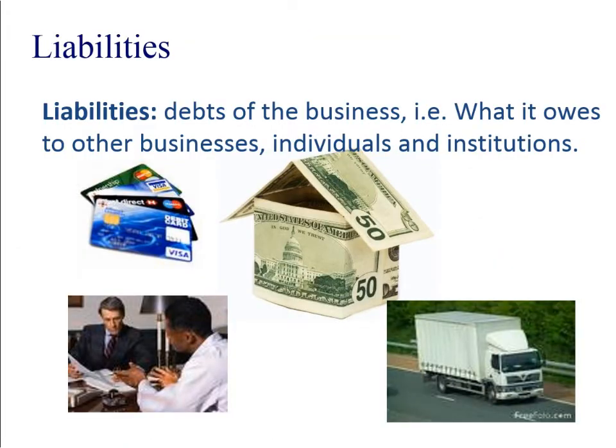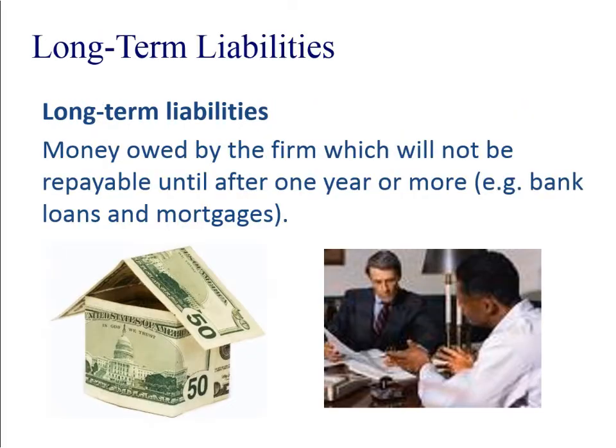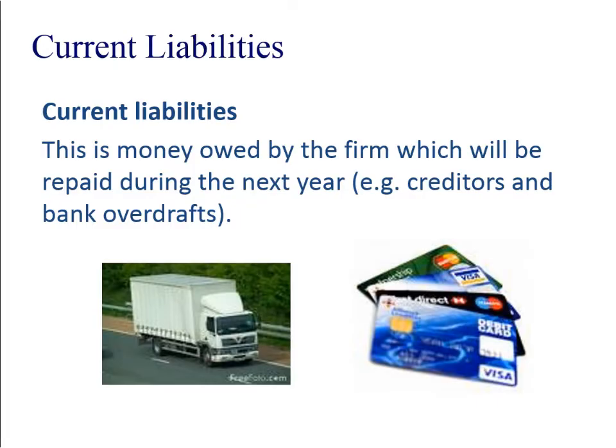However, on the other side of things, liabilities is money that the business owes to others. The two different types of liabilities are long-term liabilities, so money owed by the business that will not be repaid after a year. So they're still going to be paying it off after a year. So it could be bank loans, mortgages. And then current liabilities, so it's money owed by the firm which will be repaid during this year.